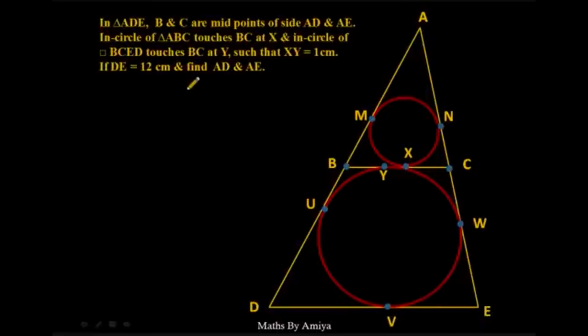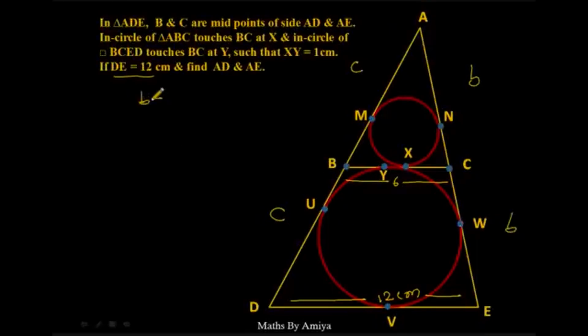Okay, we have learned 5 concepts. Now it's time to use these concepts in our question. Here the first data is base DE is equal to 12 centimeter. If DE is 12 centimeter, then according to the midpoint this would be 6 centimeter. And there's an incircle in the quadrilateral BCED. So we can say the opposite side sum should be equal. Say this side is C, this side is B. So the opposite side sum is B plus C, which is nothing but 12 plus 6 is 18.